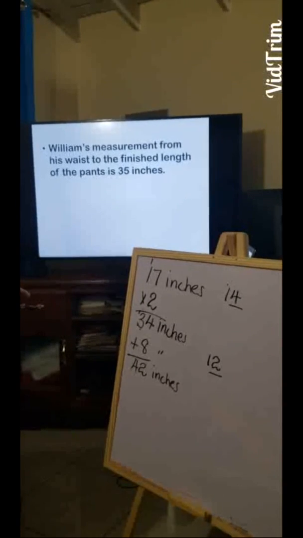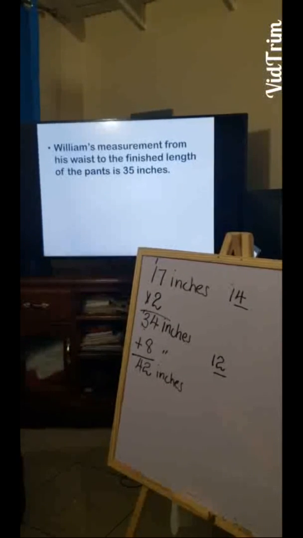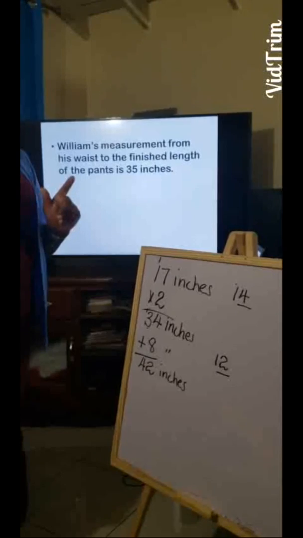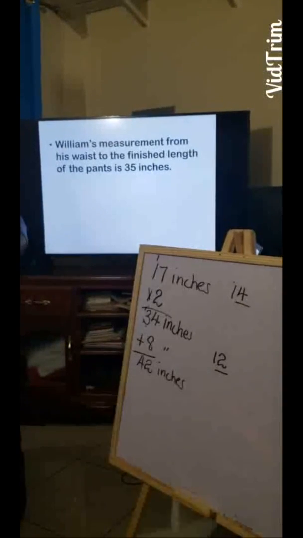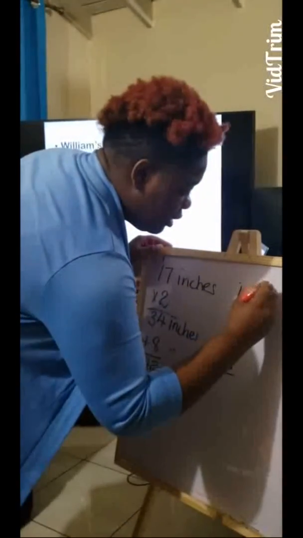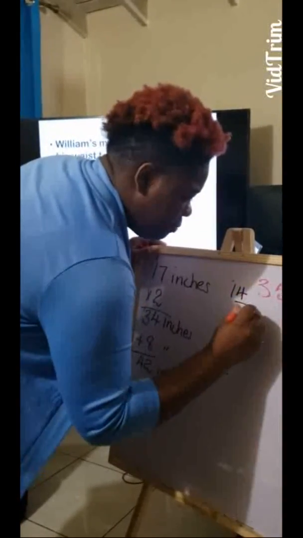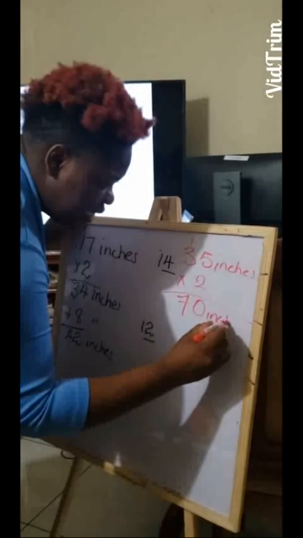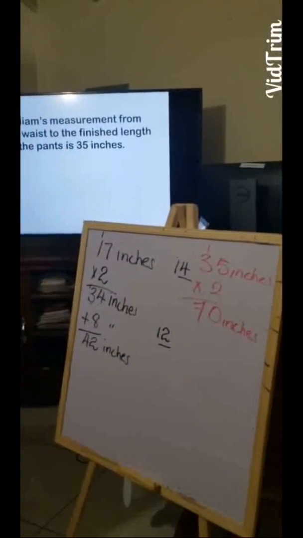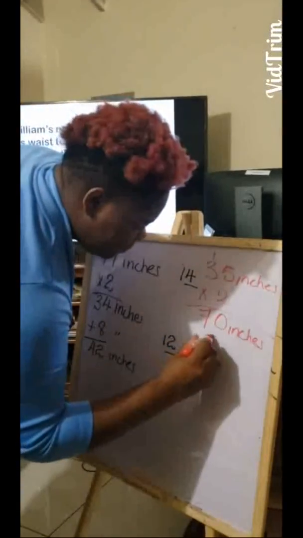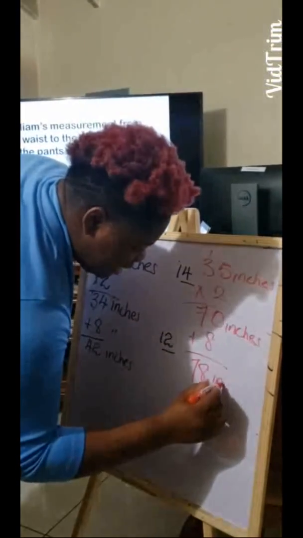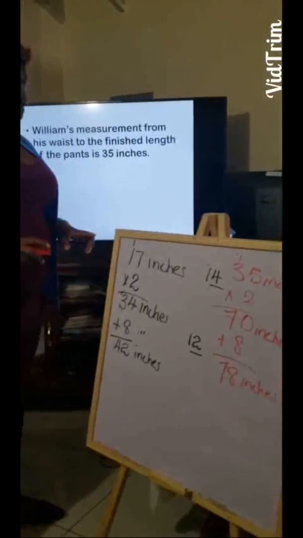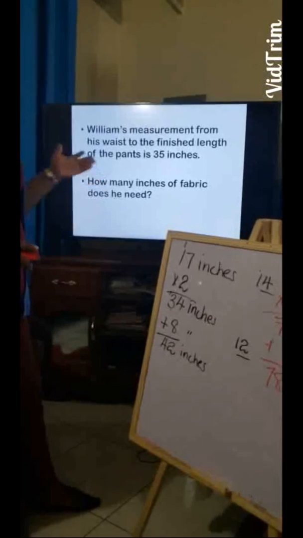Now, William's measurement from his waist to the finished length of the pants is 35 inches. If we remember the rule correctly, what do we need to do to this 35 inches? Yes, good job. We need to double that 35 inches, so we're multiplying by 2. 35 by 2. Here we have 70 inches. And the rule also says that we're supposed to add 8. This gives us 78 inches. So William needs to buy 78 inches of fabric in order to make his pants.